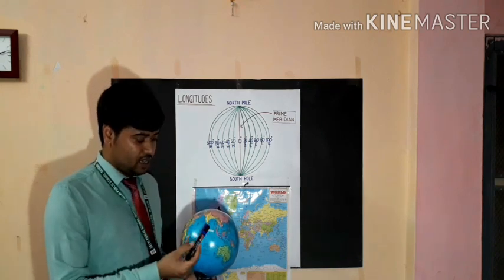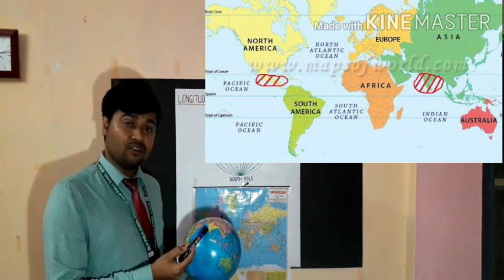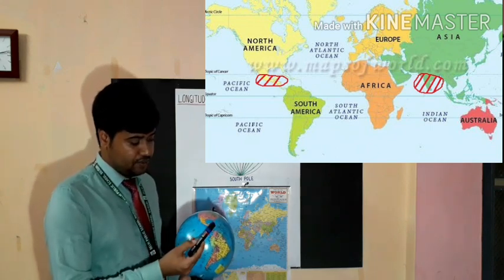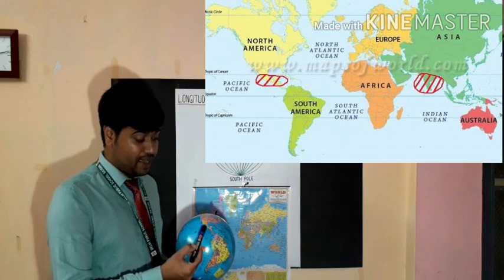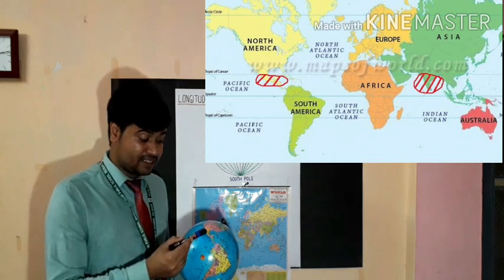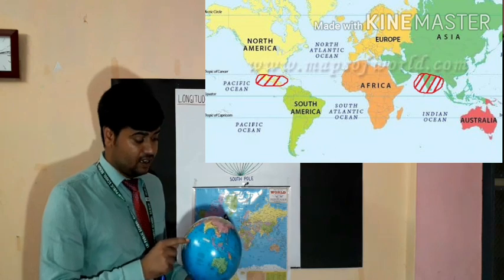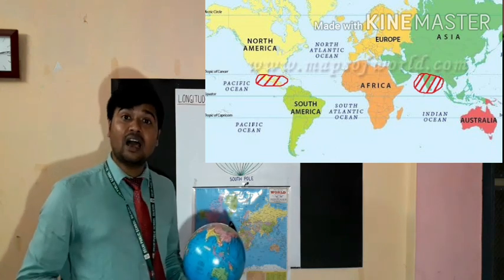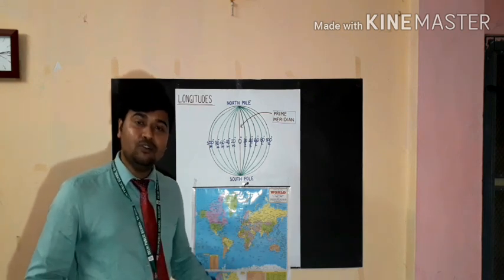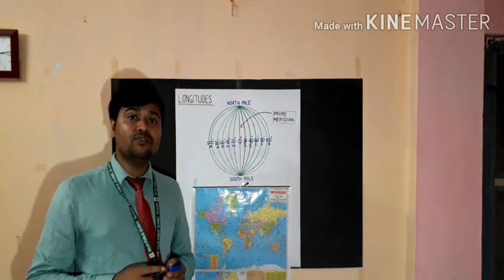You can see this part of India, that is the southern part of India, and this part of Mexico are in the same latitude, but Mexico is on the western side and India is on the eastern side of the world. So that's why we can't locate any place only with the help of latitudes.